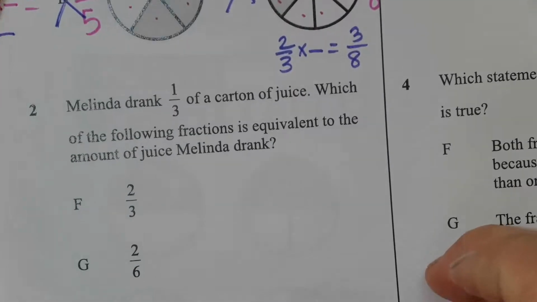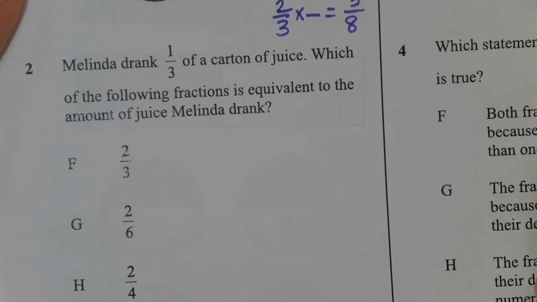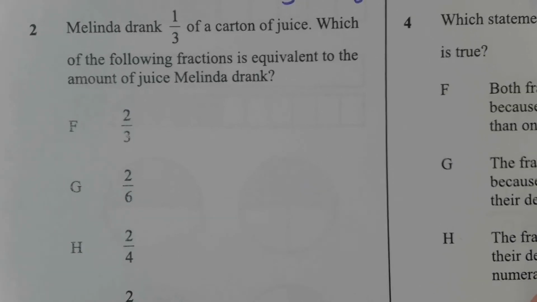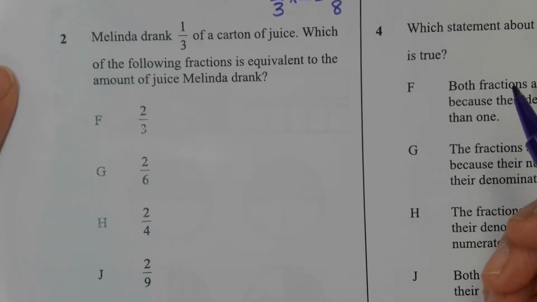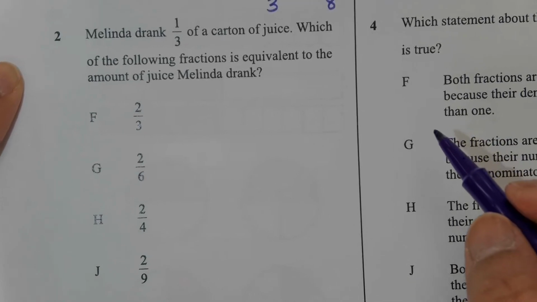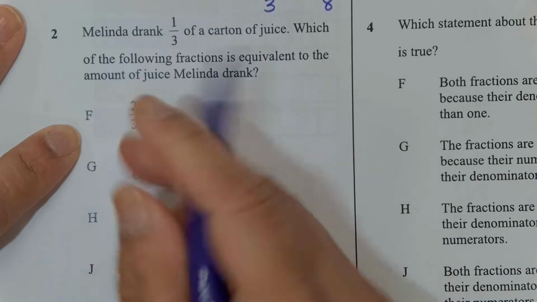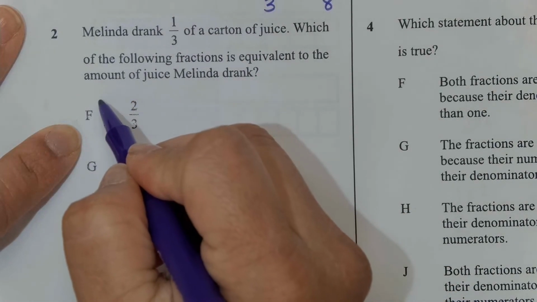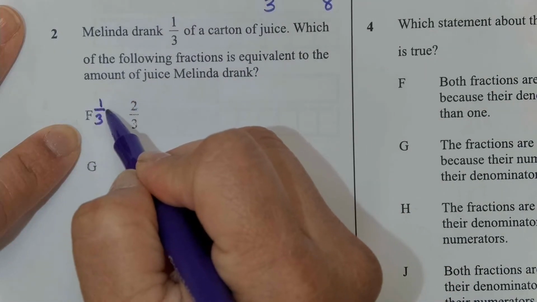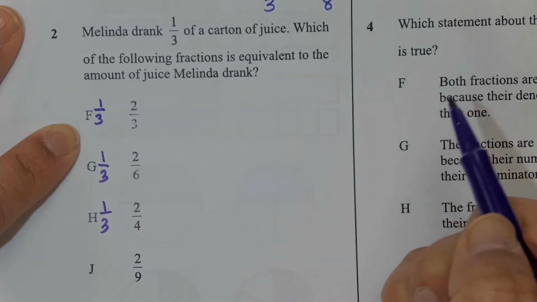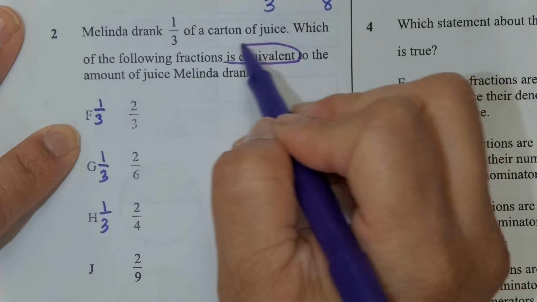Okay. Number 2, Melinda drank 1/3 of a carton of juice. Which of the following fractions is equivalent to the amount of juice Melinda drank? Okay, so Melinda drank 1/3 of a carton of juice. So again, we're going to compare. So this one gives us space in front, so we can just do 1 over 3. I'm going to put 1/3 on all of them. And we're looking for which is equivalent.